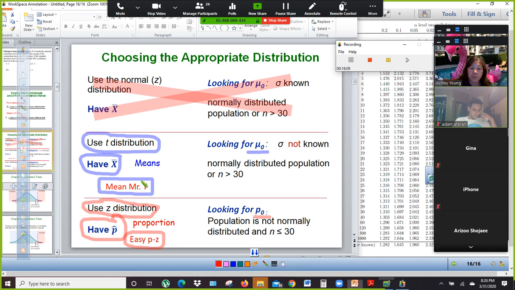Means use a t distribution, mean Mr. T. Easy peasy. So everyone take 10 seconds on your own and say it to yourselves. Mean Mr. T, easy peasy. Go ahead, say it.